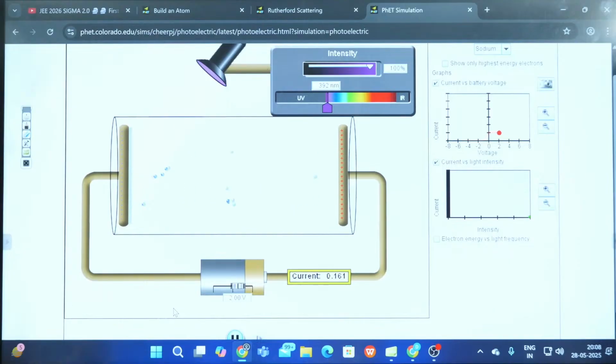Can you see current is 0.161. Now I'll increase it to, let's say, 3. If I increase it to 3, let's see what happens. Right? Current is increasing, current is same. So let's move it to 5. Now also current is same. Now let's move it to 10. Now also current is same.